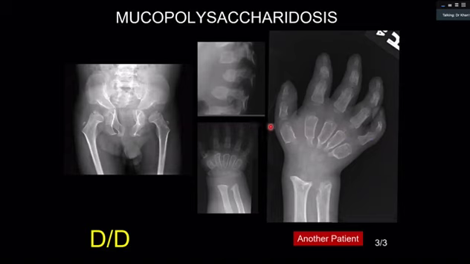Another finding, this is another patient. I showed you another patient. One of the findings which is in literature is that the metacarpals have their proximal ends tapered. You can imagine that this end is tapered and the distal end is flared. So this is mucopolysaccharidosis.